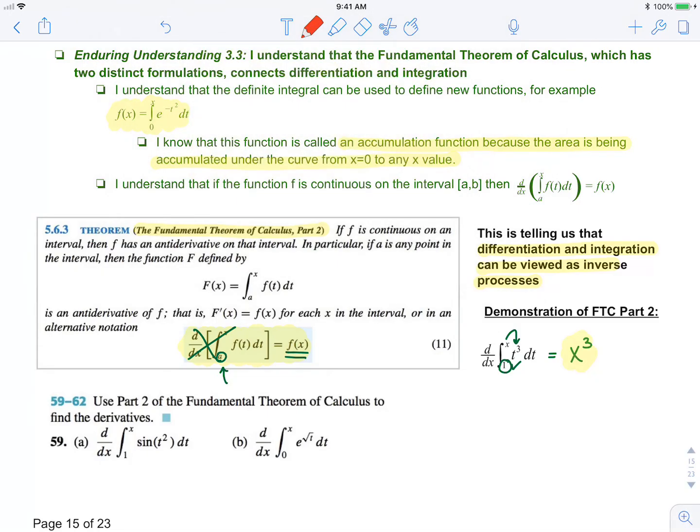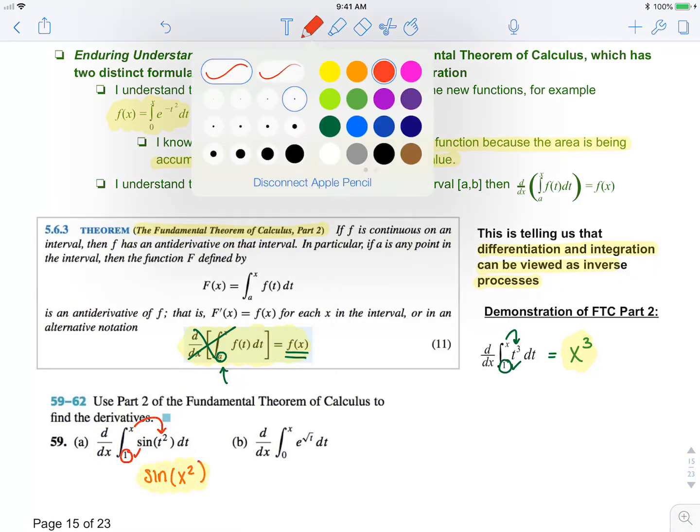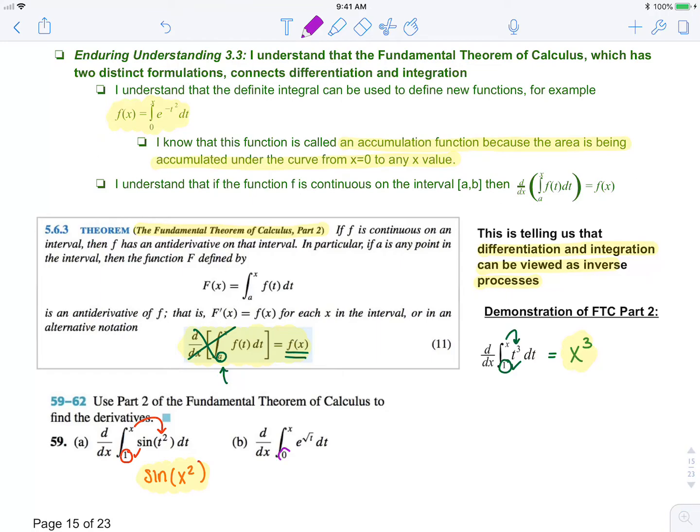Now here we have a constant at the bottom for our accumulation function. So if we're taking the derivative of this accumulation function, I plug in x. It's sine of x squared. And last but not least here, we have an accumulation function starting at 0. We're taking the derivative, so I'll take that variable and plug it in, e to the square root of x. So once again, we will prove this in much more detail later. Let's just get into the practice of applying it.